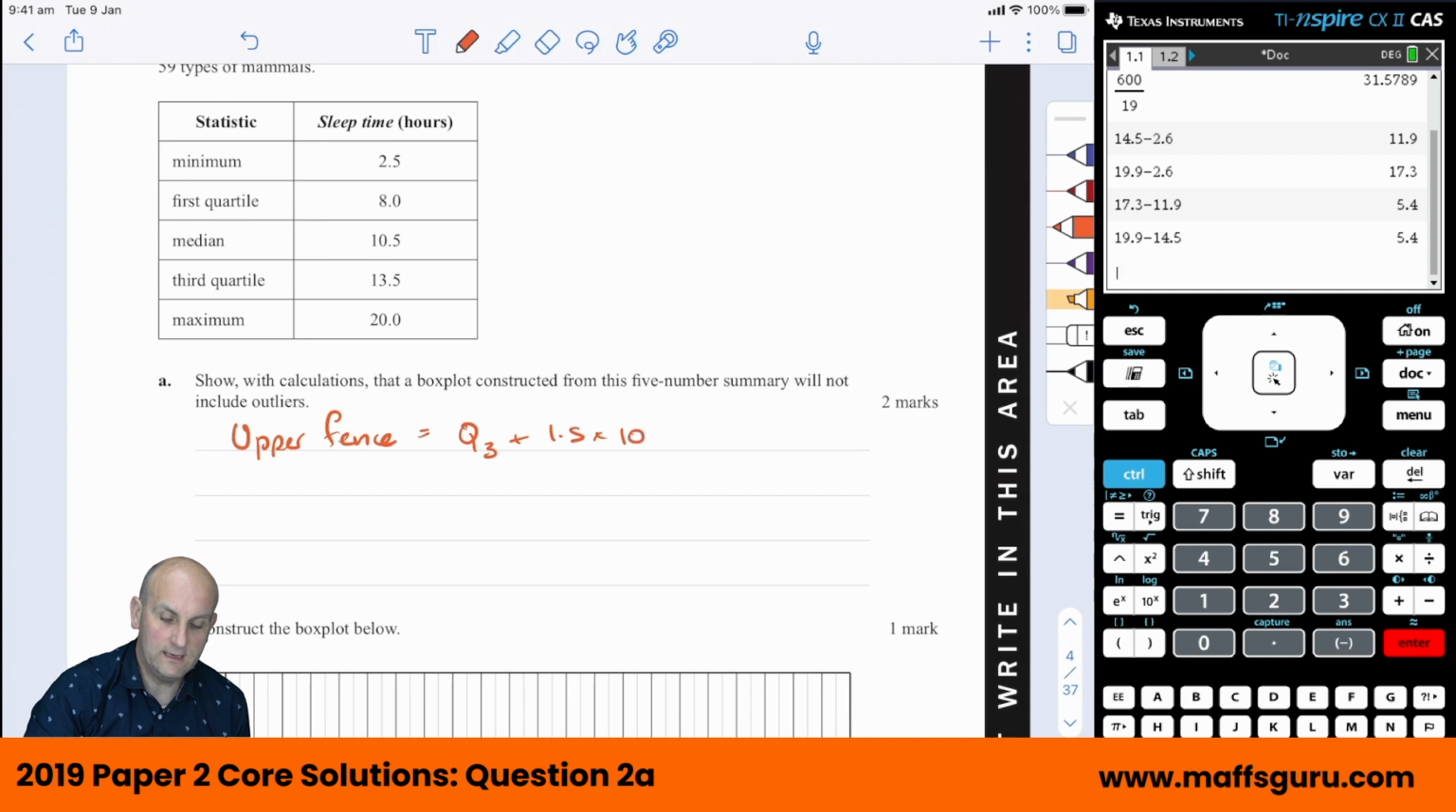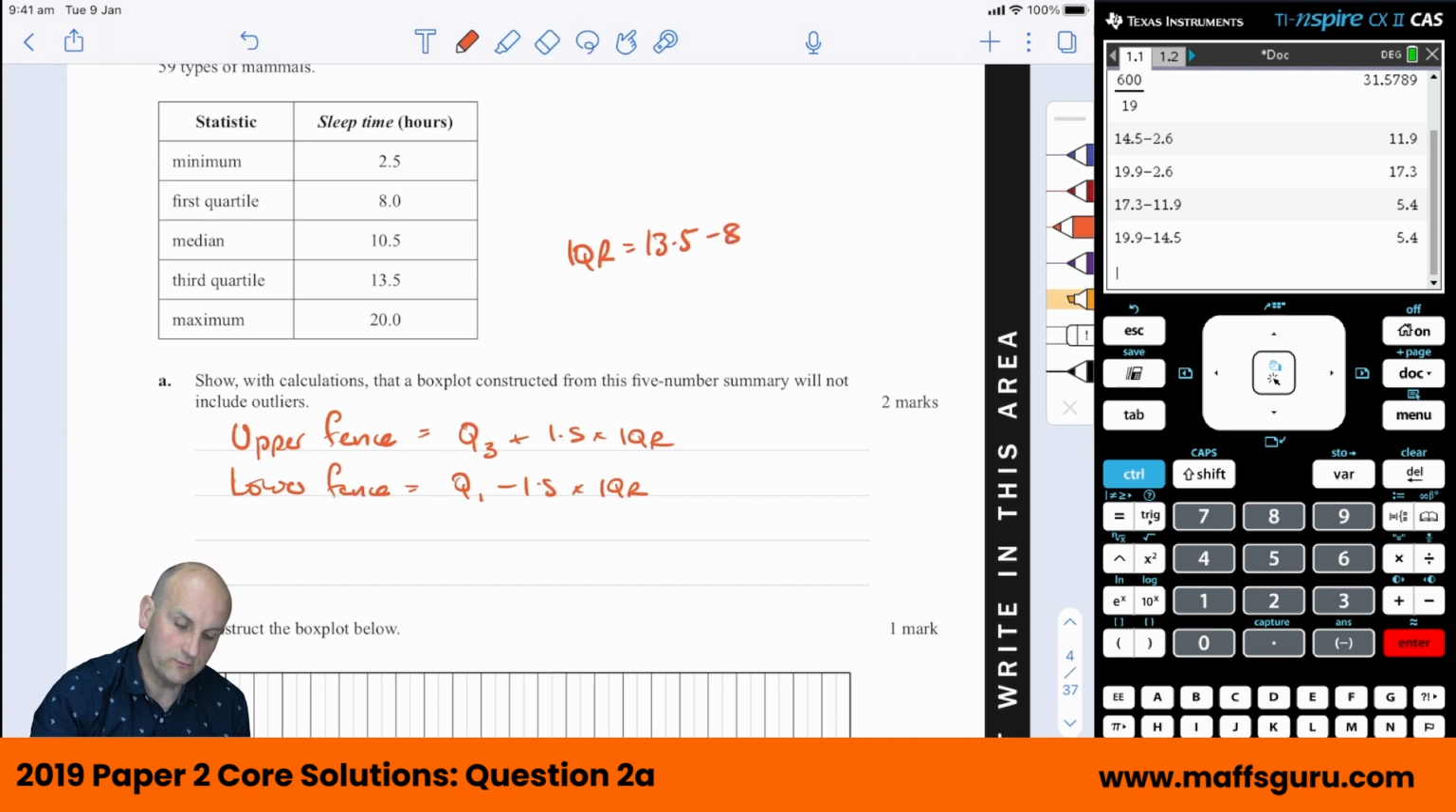Q3 plus 1.5 times the IQR. My lower fence would be Q1 minus 1.5 times the IQR. So let's find the IQR.